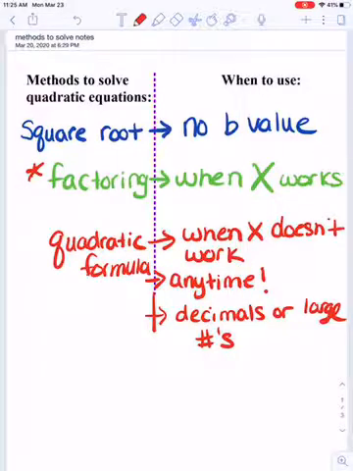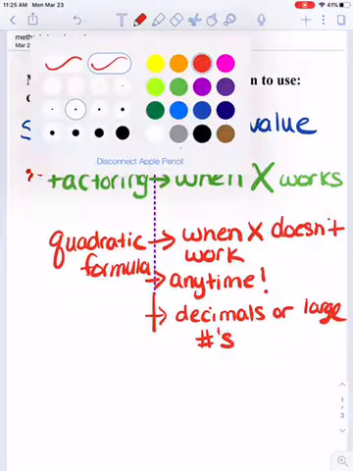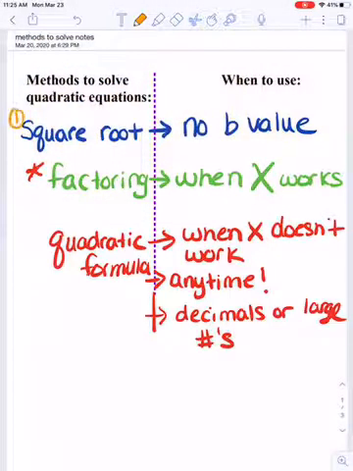But again, my thought process is I kind of go in order based on the ones we talked about. I first think, is there a b value? If there's no b value, I'll do square roots. If there is a b value, then I think, well, can I factor? So I just check to see if my x works. If it works, I factor. If not, then my thought process is I go to the quadratic formula.